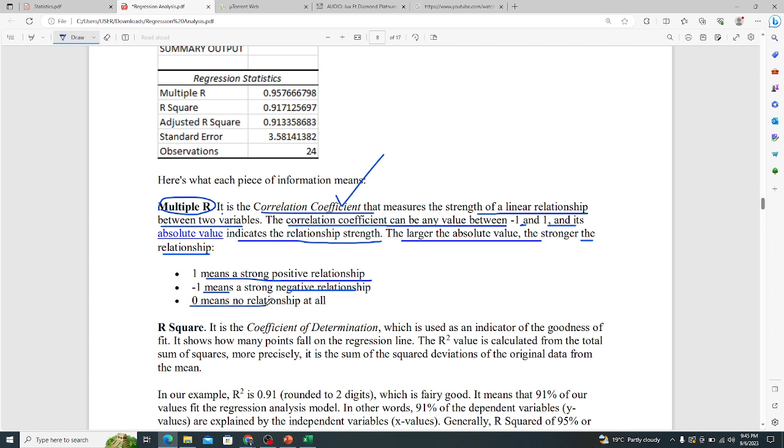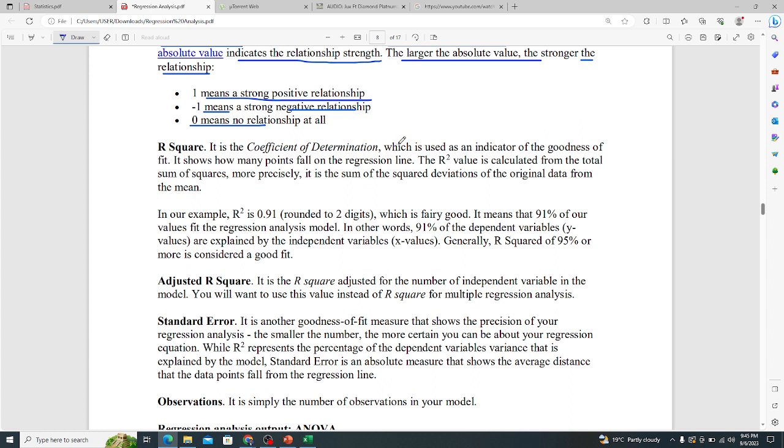0 means we totally don't have any relationship. So in this case, our value is 0.95, meaning we are moving towards 1. So we can say we have a very strong relationship between these two variables. Like any external factor which will impact one variable will also have the same impact of 95% on the other variable. All right. Let's continue.